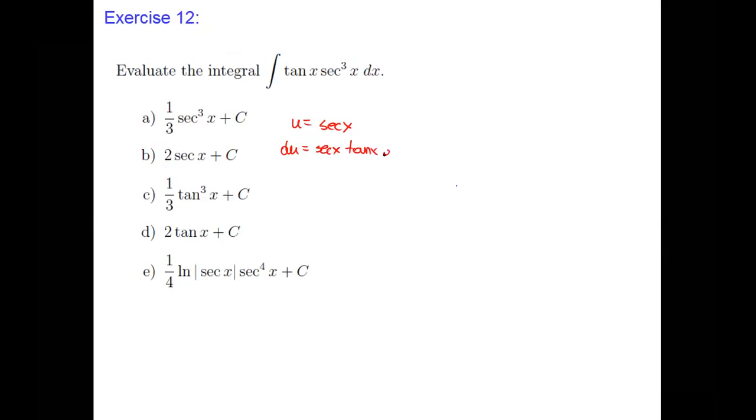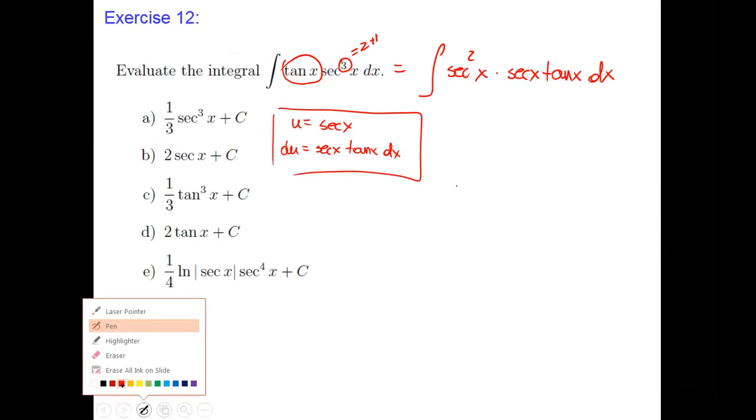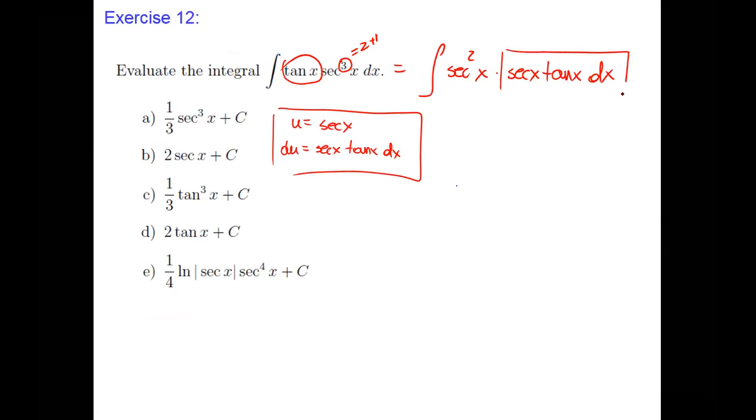That means what I need is secant x tangent x dx at the end. So I will definitely steal that whole tangent, and I will steal one of that secant. What's left? Secant square, secant, and I can place tangent at the end. That means I need this to be du.